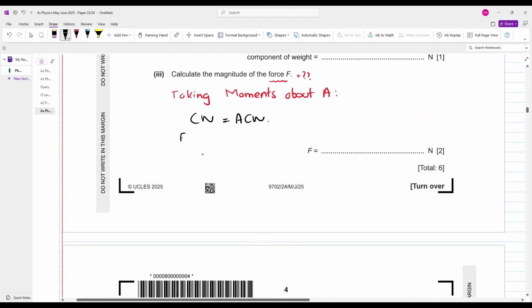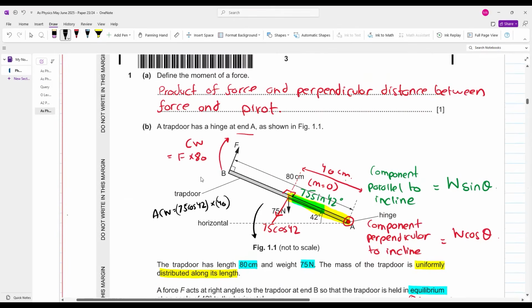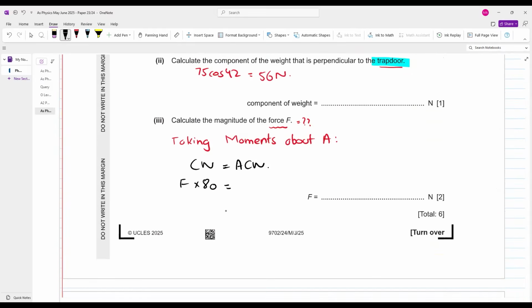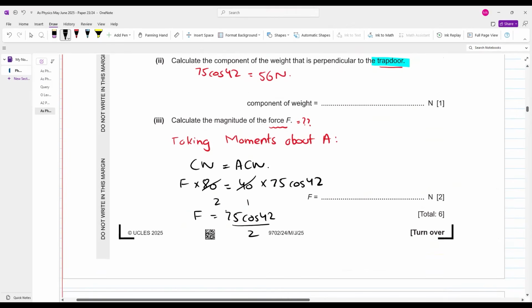Clockwise क्या हो जाएंगे? F into 80. बेटा anti-clockwise moments क्या है? 75 cosine 42 into 40. Okay. 40 into 75 cosine 42. This becomes 1. This becomes 2. Force किसके equal आ जाएगी? 75 cosine 42 divided by 2.